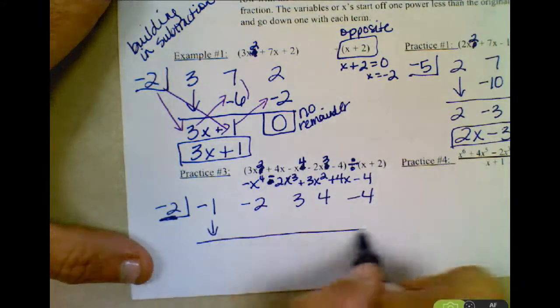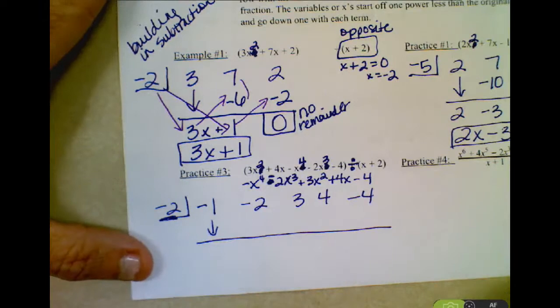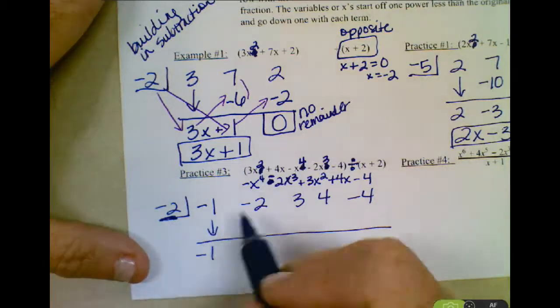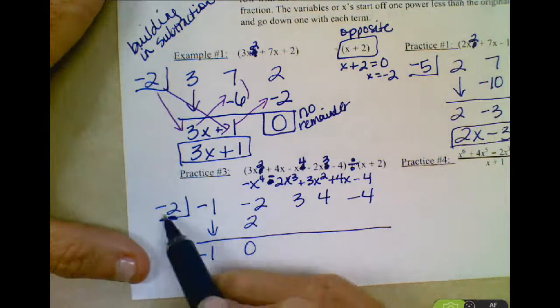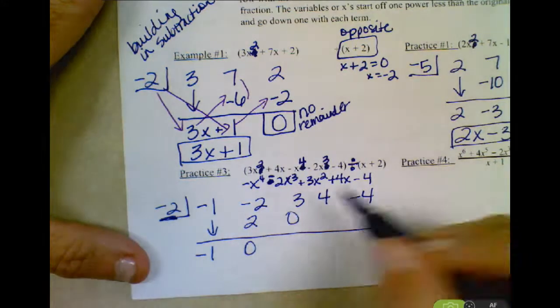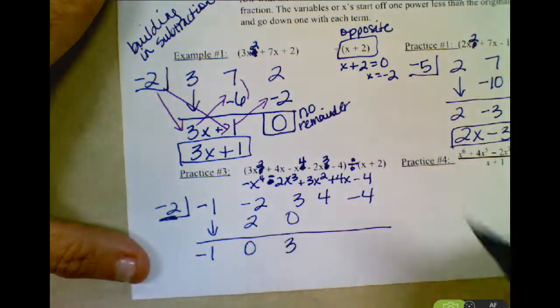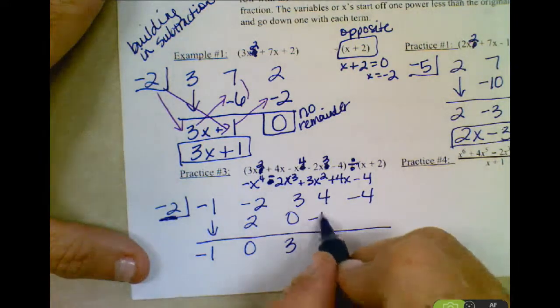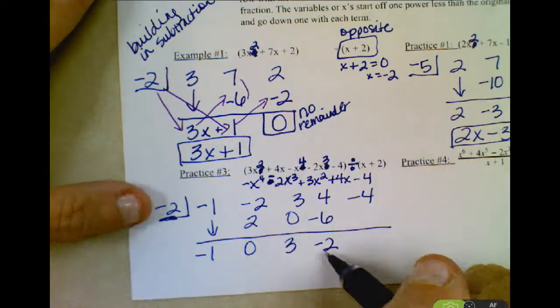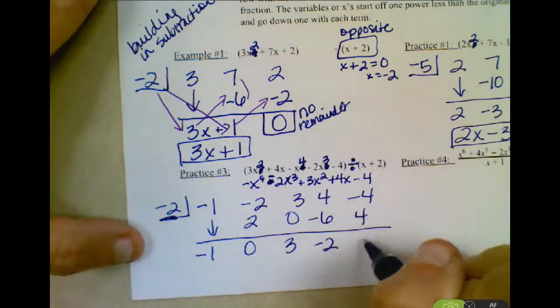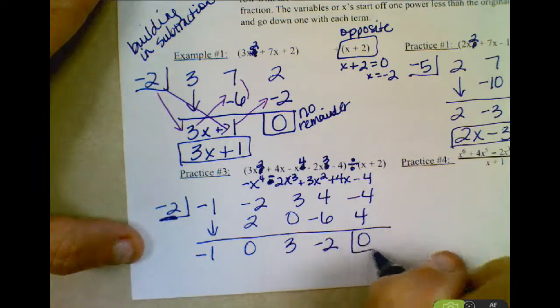Drop the first number down. It also takes a lot less room than long division and a lot less effort than long division. So it may become your preferred way, hopefully. Negative 1 times negative 2 is 2. Negative 2 plus 2 is 0. 0 times negative 2 is 0. 3 plus 0 is 3. 3 times negative 2 is negative 6. 4 minus 6 is negative 2. Negative 2 times negative 2 is 4. Negative 4 plus 4 is 0. Again, there is no remainder.